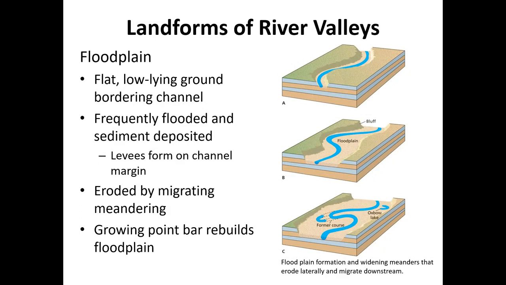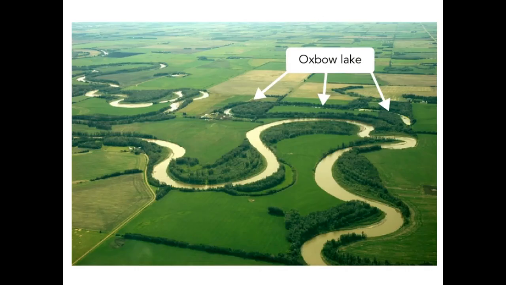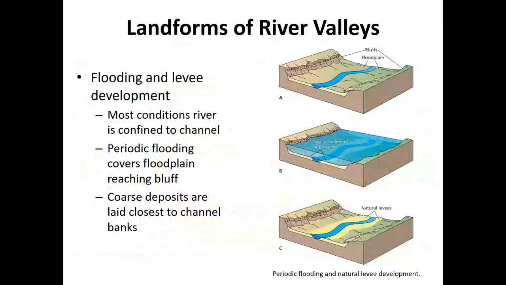As rivers curve more and more, a curve can get cut off by the river and become detached from the river and form a small lake. These are oxbow lakes in England. The river just was meandering, but then the meandered bend got cut off and formed its own small little lake. So, landforms of rivers and valleys, we talked a little bit about floodplains.